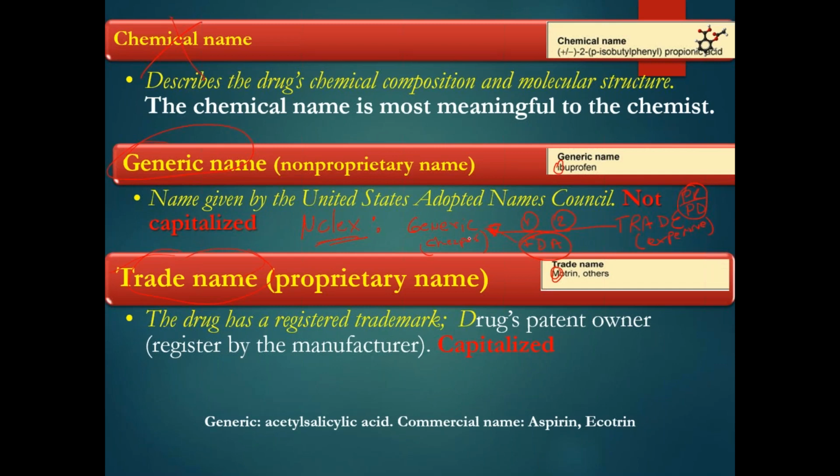So generic is cheaper, yes, but why is it cheaper? Nothing is free. It's not cheaper because somebody wants to be nice to us. Not at all. It's cheaper because they cannot ask for more money, since they did not do as many studies as for the commercial name. Is that clear? Are we okay with that? Yes.